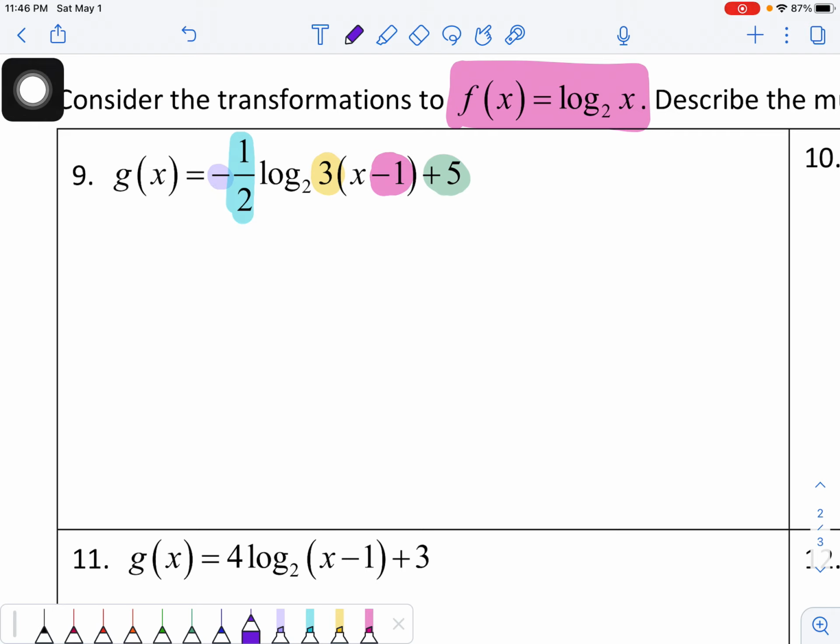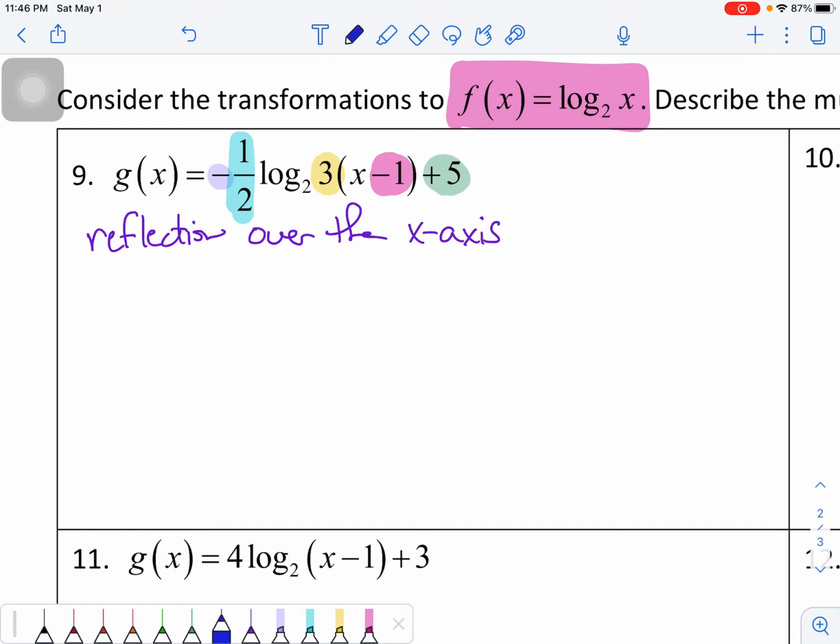All right, so what happens with a negative in front of the entire logarithm? That is a reflection over the x-axis. All right, so that's the first one. Let's see. Second thing, we've got a 1/2 in front of the logarithm. So that is a vertical compression by 1/2. All right, so that's 2 down.